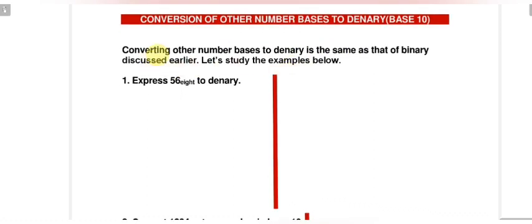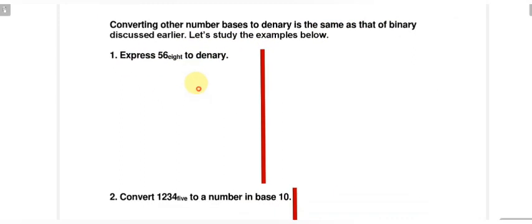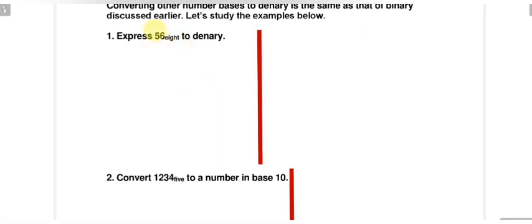Okay, so this is the rule. If you want to convert from other number bases to base 10, it is the same way as you do in binary that we discussed in the previous session. So we're going to use these examples to look at that. So let's express 56 base 8 as a base 10 number. So we're going to start from here.